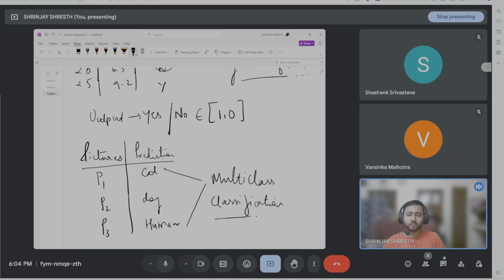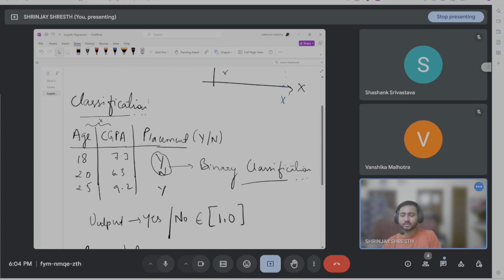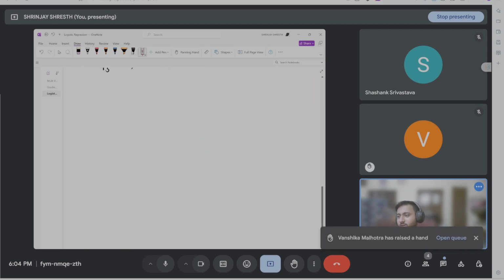So let me tell you, जो हम आज देखने जा रहे हैं हम, this logistic regression, it works very nicely with this kind of problem. It works very nicely with this kind of binary classification. Let me show what it is.